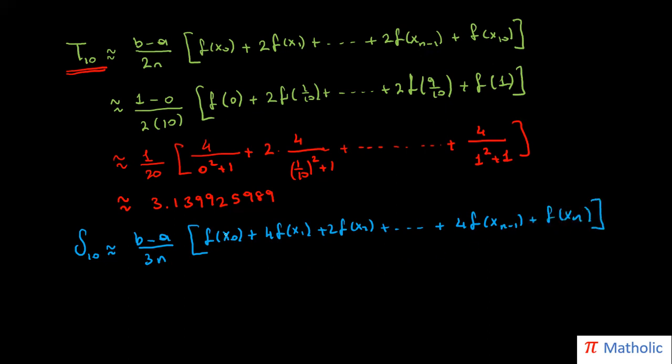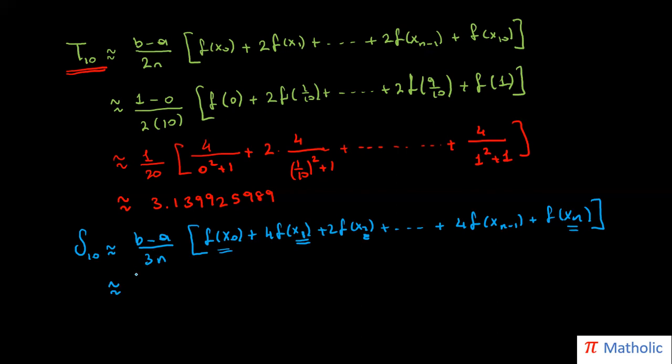So what we know here is, the first and the last have coefficients of 1, right? Not 4 and 2. Then for the others, if the index is an odd number, the coefficient is 4. If it is even, it is 2. It goes like this, right? Yes.